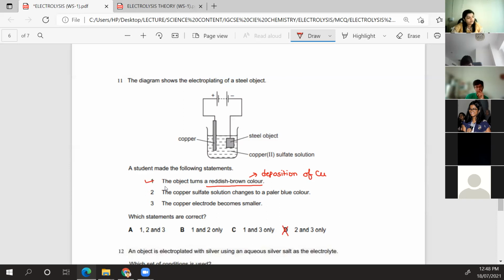The copper sulfate solution changes to pale blue color. No, we haven't learned about changing the color of copper sulfate. So no, that's incorrect. And the copper electrode becomes smaller. Yes, we have learned that the anode gets diminished. So 1 and 3, answer is C, absolutely correct.